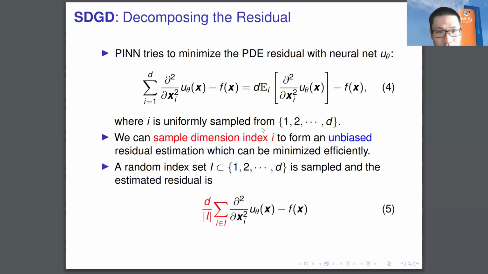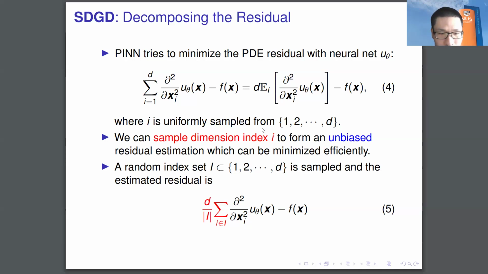So the key observation of SDGD is that we can rewrite the Laplacian operator in the Poisson equation as an expectation, as a sum over different dimensions. So here we can rewrite the Poisson equation as D times an expectation over the dimension index. Here index I is uniformly sampled from all dimensions 1 until D. So we can sample dimension index I to form an unbiased residual estimation, which can be minimized efficiently.